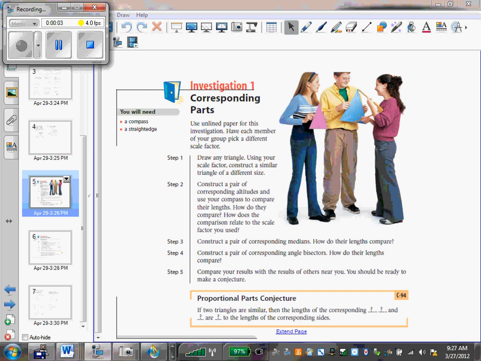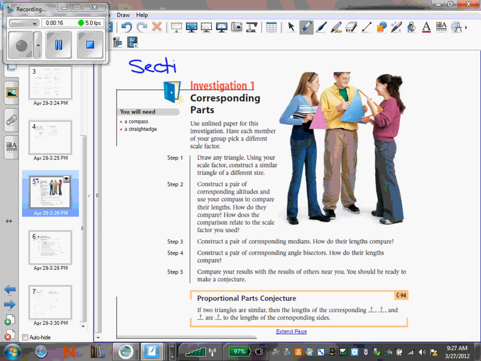Okay, class, this is section 11.4. There are two conjectures in this section. We are only going to deal with one of them in this video. This is an investigation for conjecture 94.